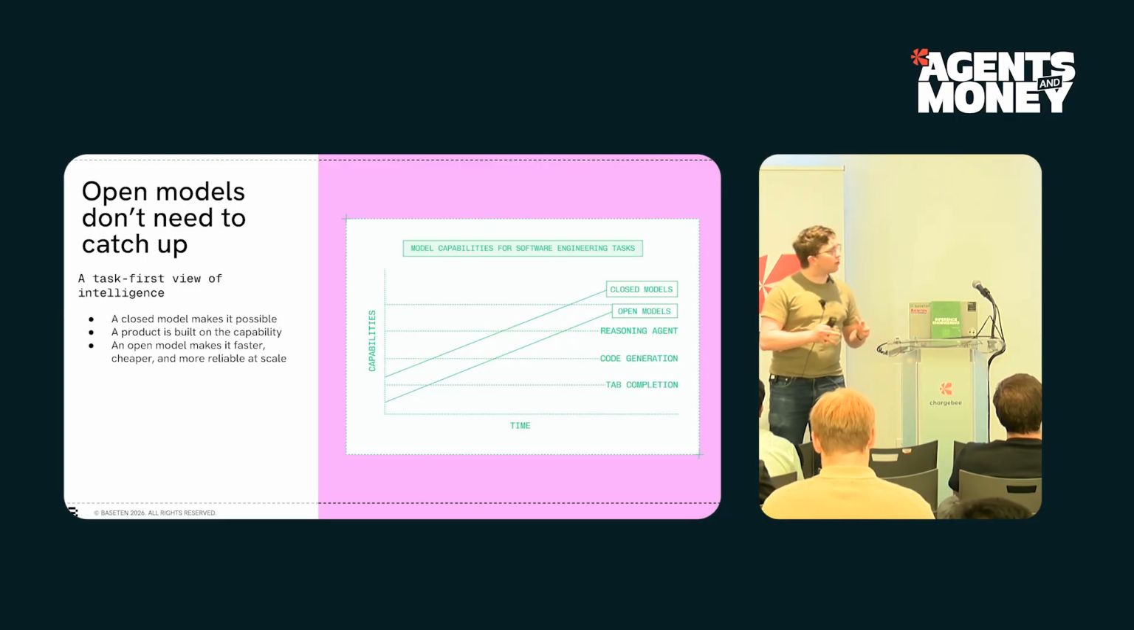So we think about open models less in terms of benchmark maxing, less in terms of which model is going to close the gap versus whatever the Opus 5 or the GPT-6 of the day is.